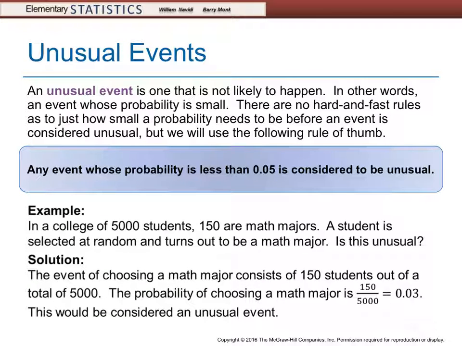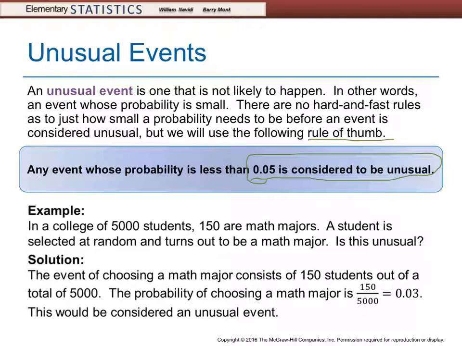Sometimes we want to know whether an event is unusual. An event that is unusual is one that is not likely to happen. In other words, it is an event whose probability is small. There are no hard and fast rules as to just how small a probability needs to be before an event is considered unusual, but we will use the following rule of thumb: any event whose probability is less than 0.05 is considered to be unusual.